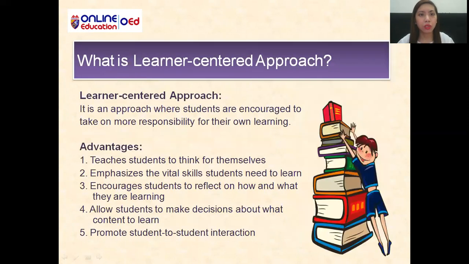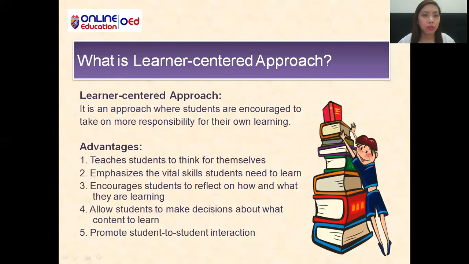So, what is the learner-centered approach? The learner-centered approach refers to an approach where students are encouraged to take on more responsibility for their own learning. This also means that teachers take on more responsibility of being facilitators of a broad range of learning experiences rather than being the only source of knowledge for their students.